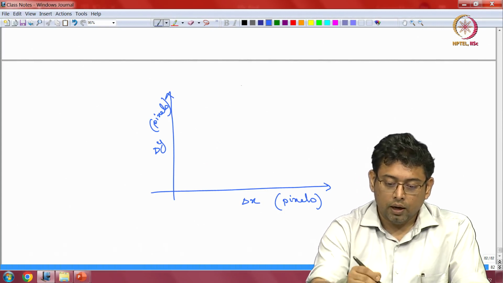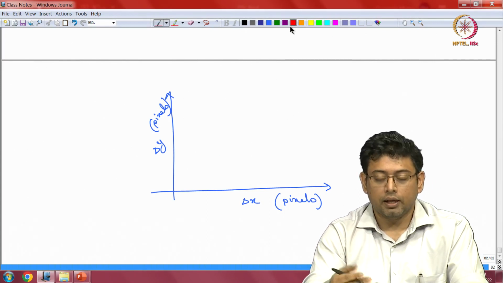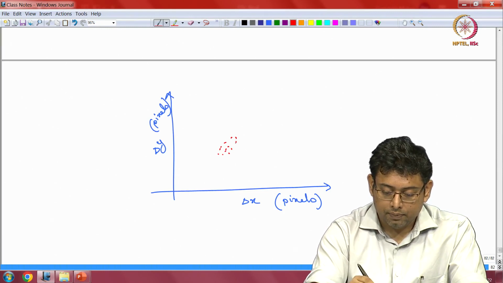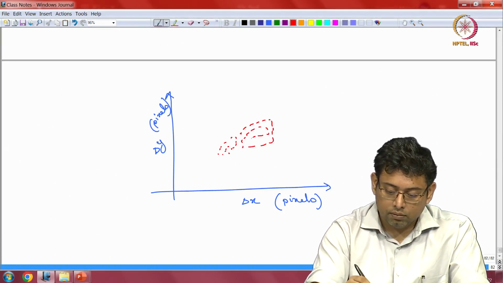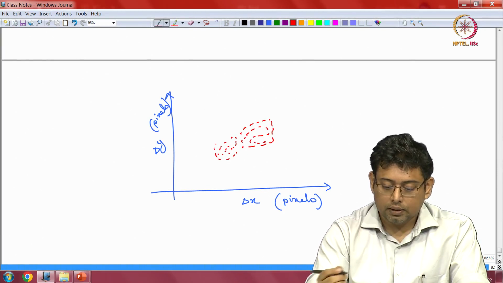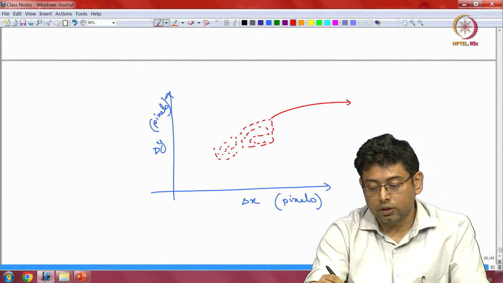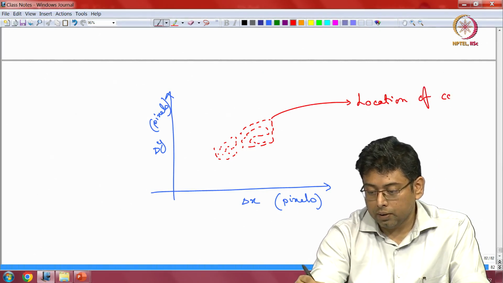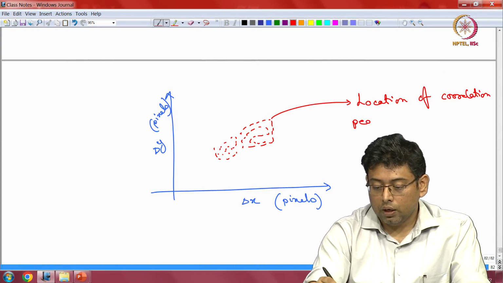So you plot all the delta x's and the delta y's that you have gotten in the correlation peaks, right? So I'm just going to draw an imaginary situation where let's say you have points which have occurred something like this. Okay. So all the points are distributed something like this. And I just wanted to clarify, each of these is the location of a correlation peak in the correlation plane.